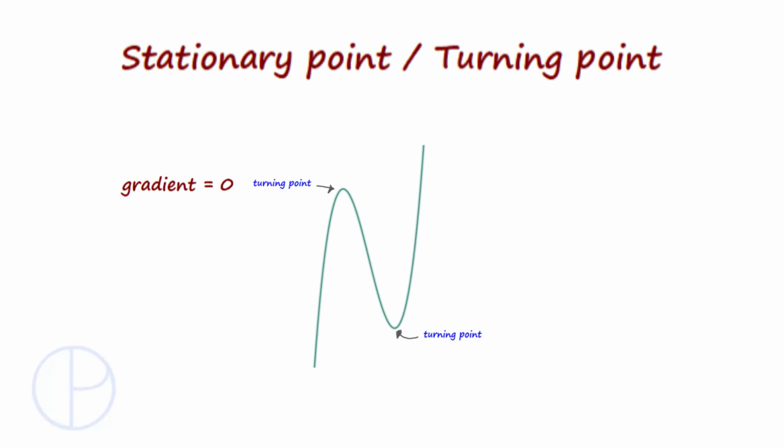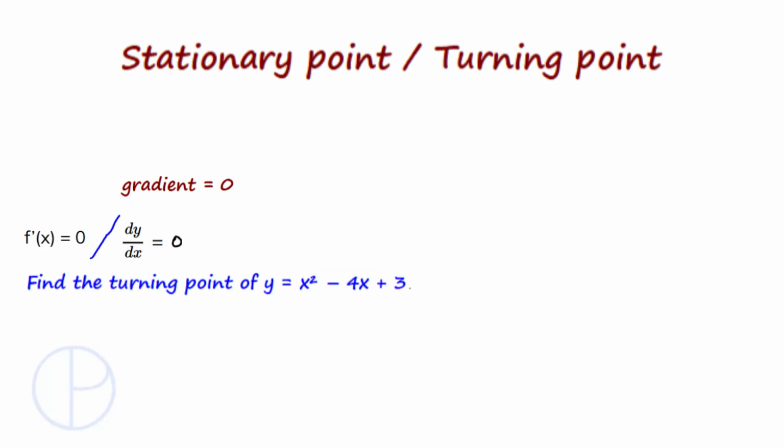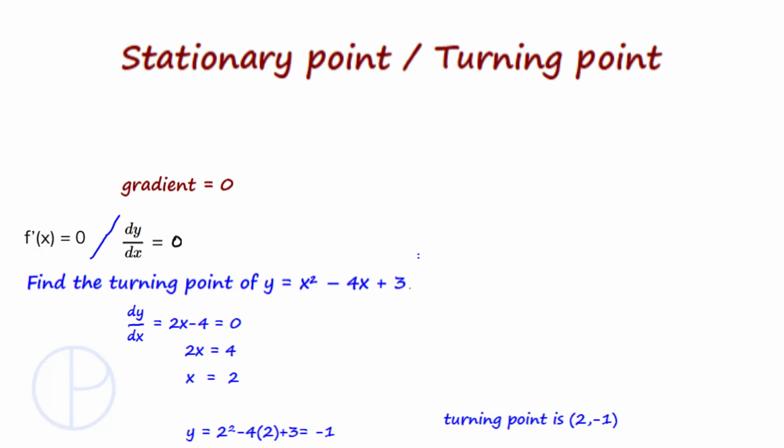A turning point occurs where the first derivative is 0. That is f dash of x or dy by dx is 0. Here y is equal to x square minus 4x plus 3. So dy by dx is 2x minus 4, and we have to equate this to 0 to find the turning point. 2x minus 4 is equal to 0. Solving this, we get the x value as 2. So when x is equal to 2, y is equal to negative 1. The turning point is 2 comma negative 1, which is nothing but the vertex.